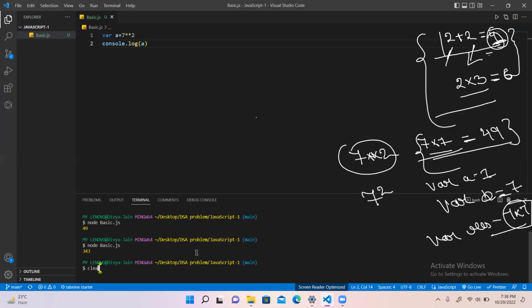Okay. First of all, clear our terminal. Now node basic.js. So you get an output. And instead of this, you can use 3 and you get a value of 7 cubed. Look at that. So both are equal. But when you write code, some values are different. Okay. So you practice more and more to get to that stage.